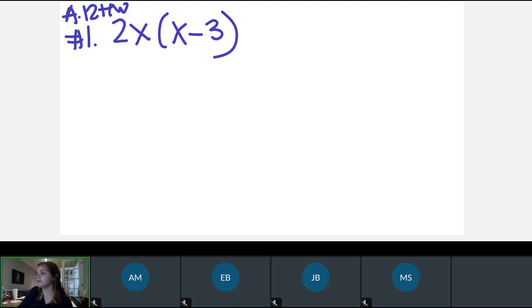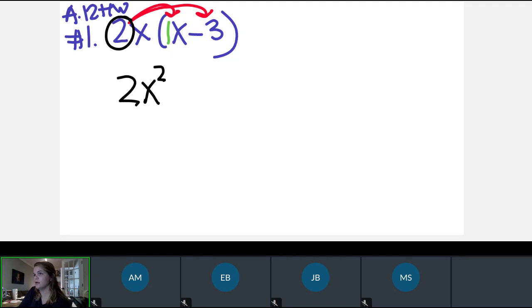All right, so for this one, what we are now doing is learning the distributive property. So this 2x now gets multiplied times x and times -3. So this first x has an invisible coefficient of 1. So 2 times 1 would be 2. X times x would be x squared. Then we have to do 2x times -3. So 2 times -3 is -6, and then that x stays. And that would be your final answer.